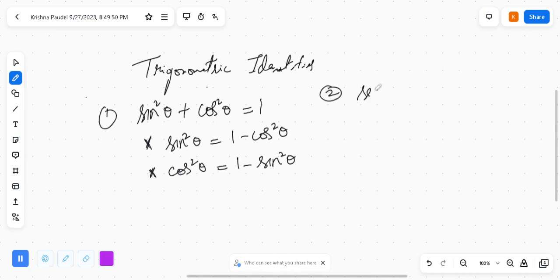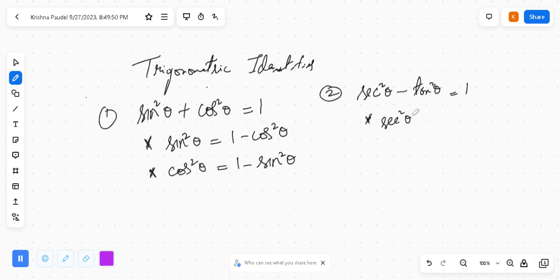Second one is sec square theta minus tan square theta is equal to 1. So from here we will get sec square theta is equal to 1 plus tan square theta, and we will get one more. We are just using basic mathematics. We are just transposing tan square to that side and it becomes plus. Same way, we are transposing cos square to this side and it becomes minus. So those are the basics of transposing we have done here.